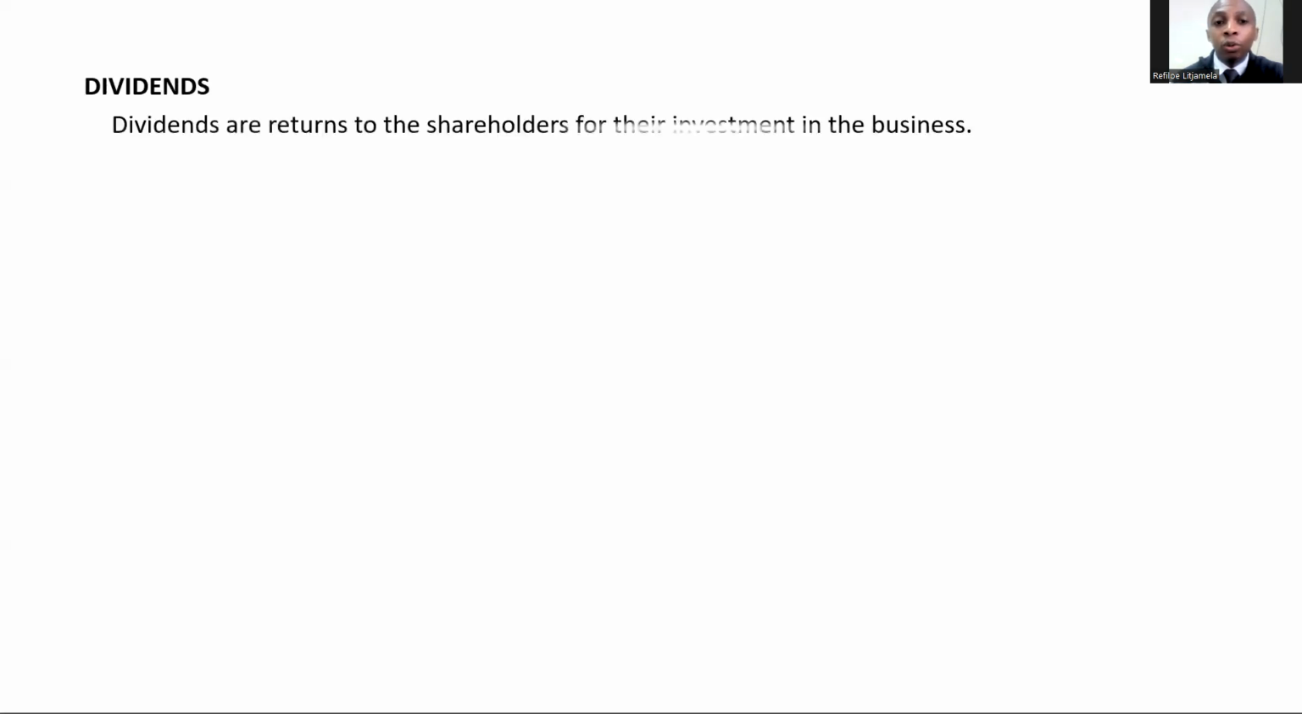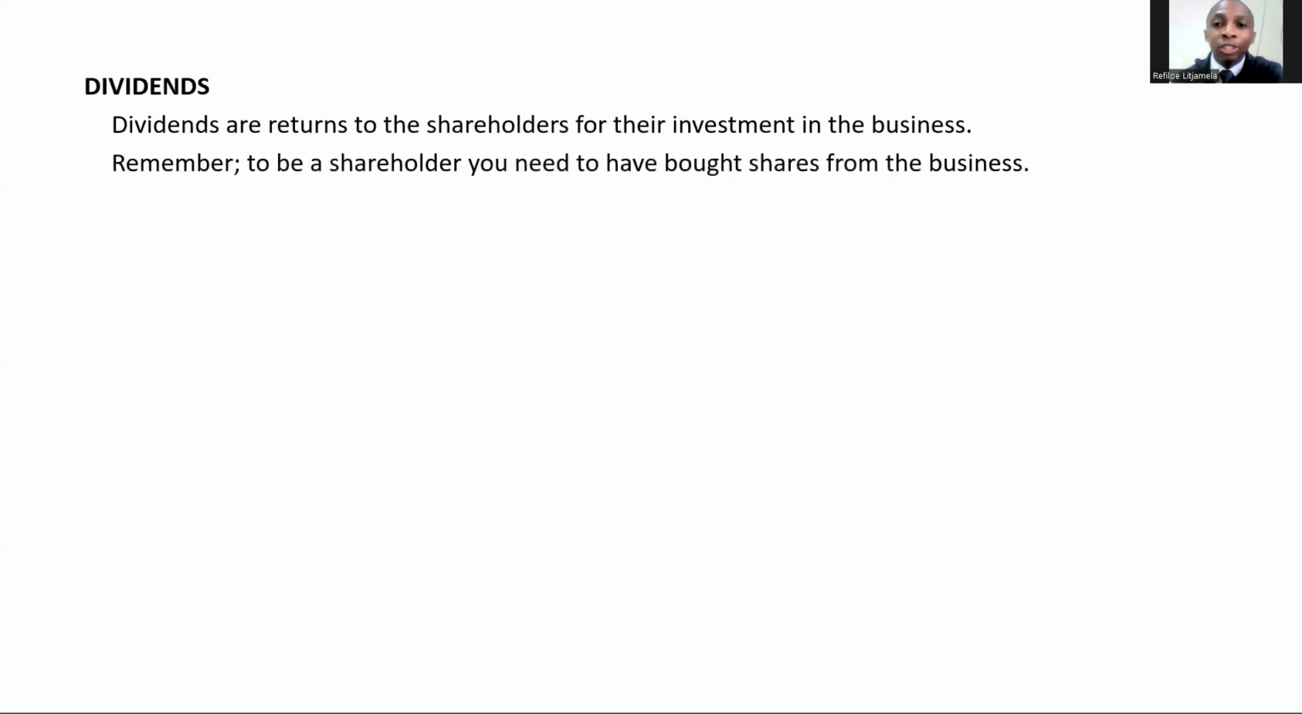Dividends are simply a return that you get by investing in a company, by buying shares. So dividends are simply returns to the shareholders for their investment in the company. Remember, to be a shareholder, you need to have bought shares from the company. A shareholder means that you're holding shares in that company.